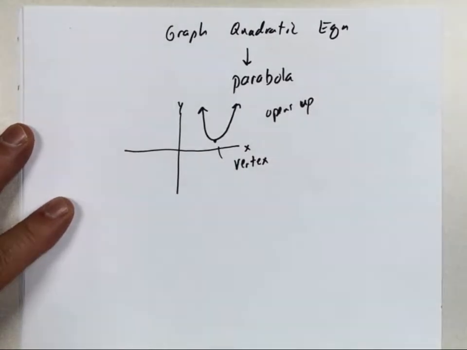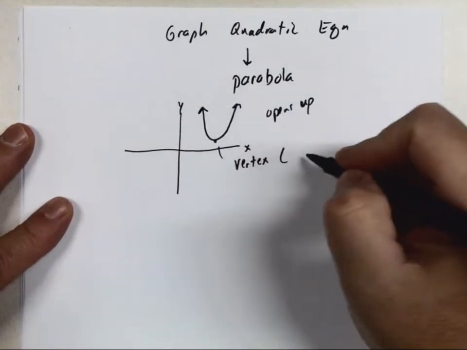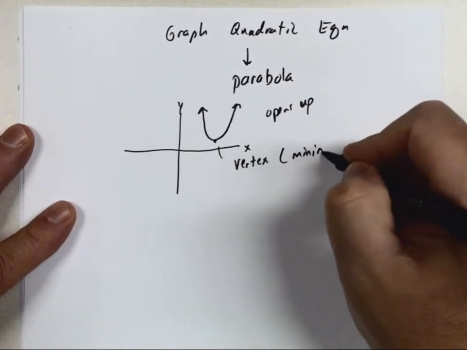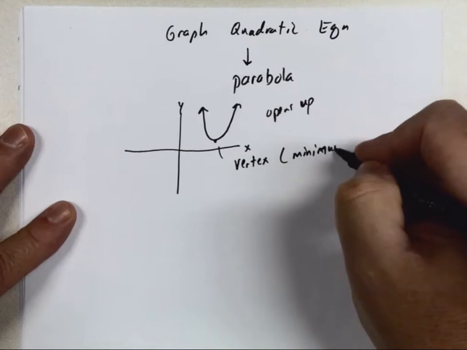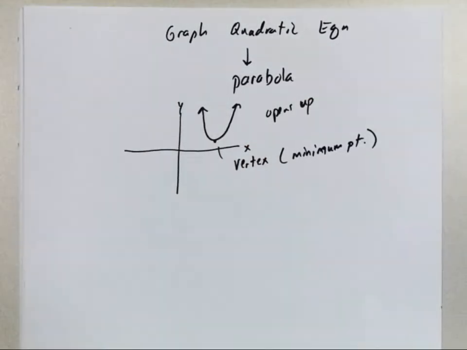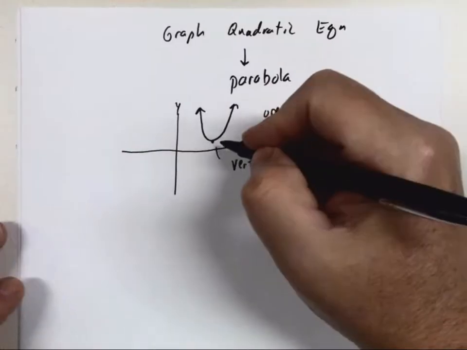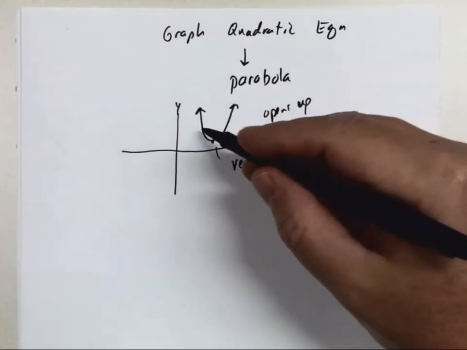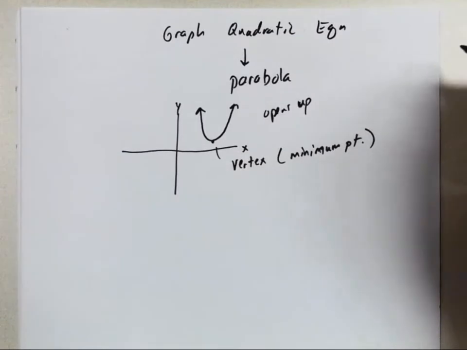The lowest point is called the vertex, and in this case, we say the vertex is also the minimum point of the graph, of the curve, of the parabola, right? So this point right at the bottom, we always call the vertex. In this case, that vertex is the minimum point.